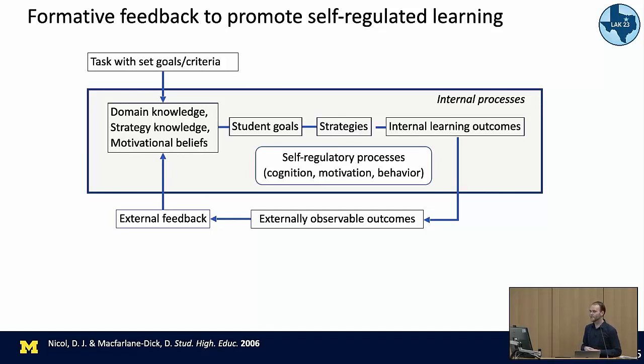And this framework really suggests how whenever we give students some certain task, as educators, we have certain goals or criteria that we want students to meet with that assignment. And then whenever students work on a task, they undergo several internal and self-regulatory processes as they're working on that assignment, setting up internal learning goals, and eventually producing some response to that task, which we as instructors can observe as an outcome to that task.